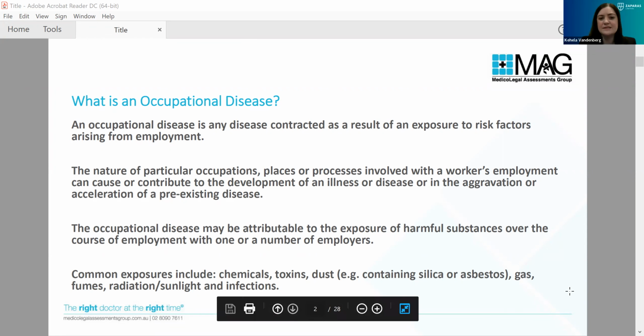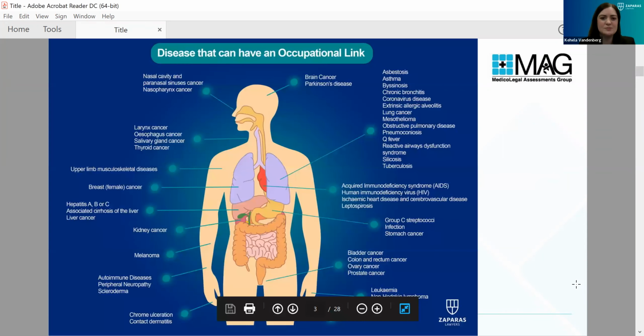So what are some diseases that have an occupational link? We've just provided some examples here. As you can see, there's quite a lot of cancers that may have an occupational link. An interesting one is also Parkinson's disease. There are quite a few lung conditions that can be related to occupational exposures, particularly from dust and fumes. Also, there are some infections such as hepatitis, and leukemia, which is again a blood condition. We had an interesting case, which I'll talk about a bit later, a strep C infection, which actually came from a horse.